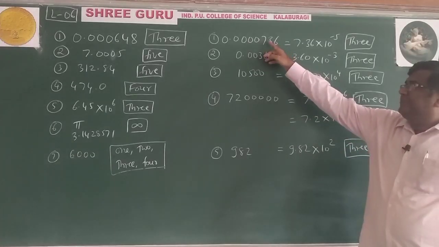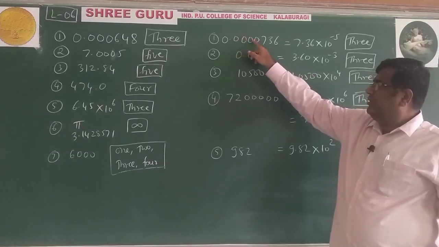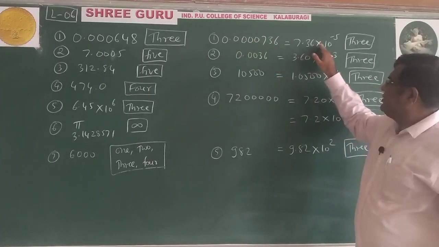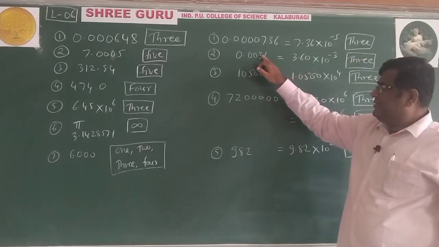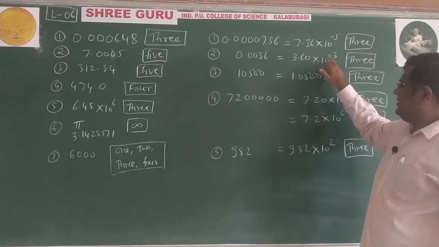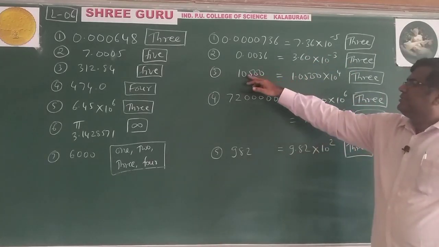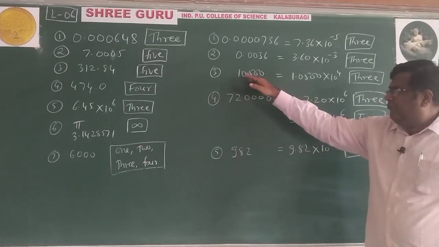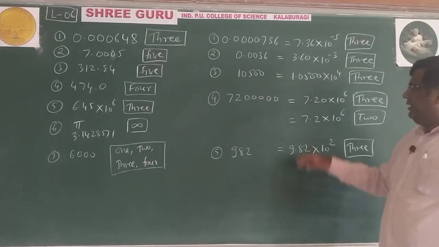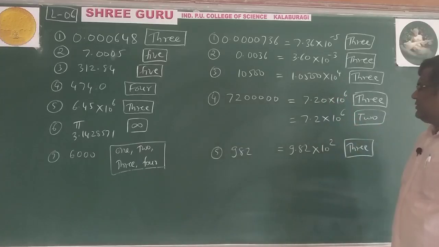This decimal point should be kept here. So 1, 2, 3, 4, 5. We have shifted it to the right: 10 raised to minus 5. 7.36, so 3. 3.6, 1, 2, 3. Again 10 raised to minus 3. 3.60, so it is 3. Then 1.0500. We have shifted to the left. 1, 2, 3, 4, 10 raised to 4. And it is 1, 2, 3, 4. 1, 2, 3. That's why we have written it as 3 only.